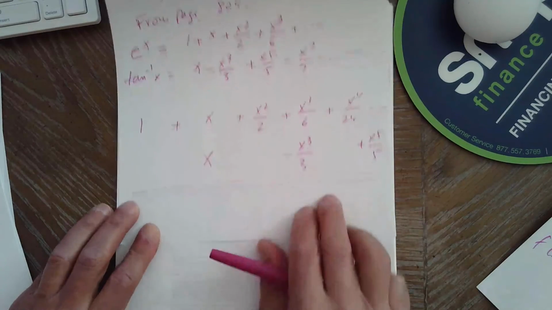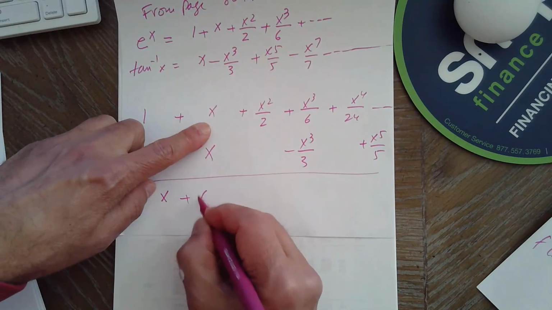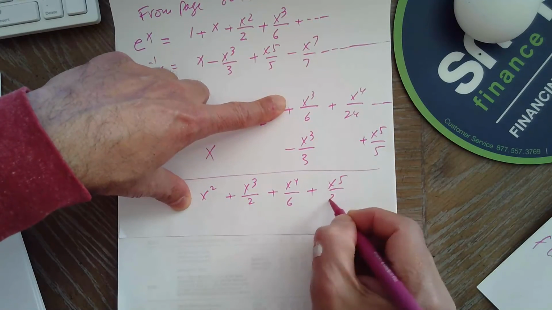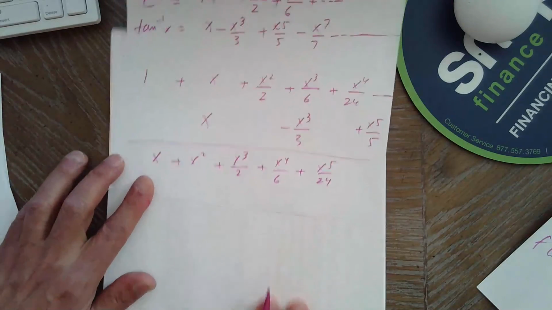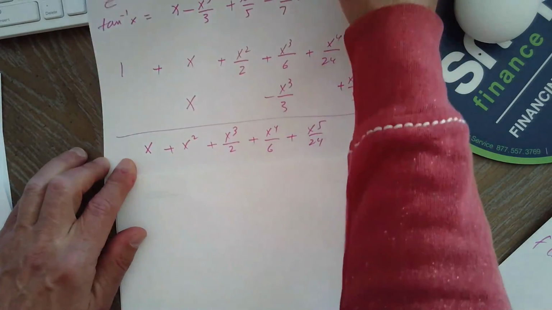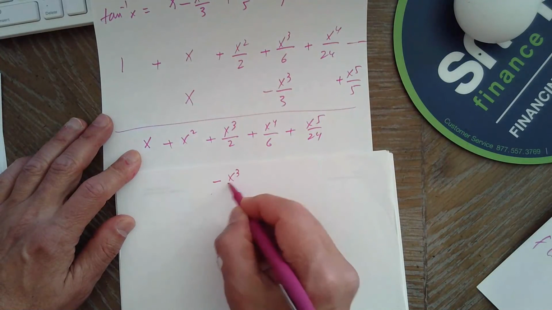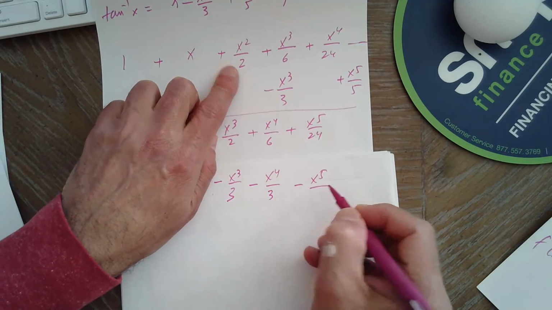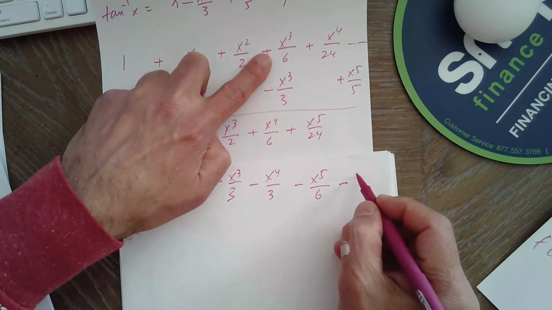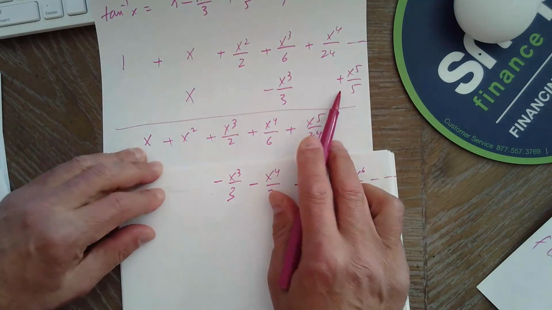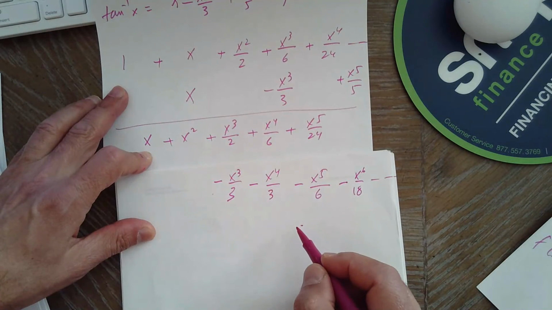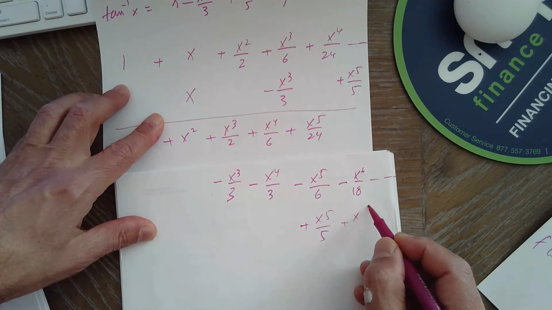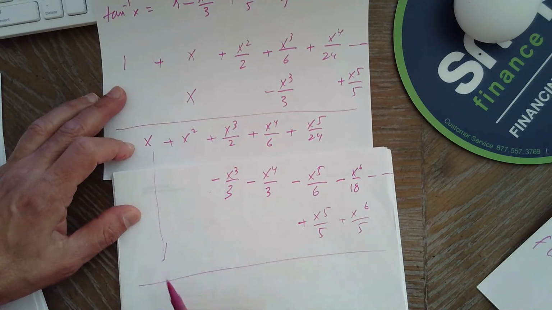So we take x times all that. x times 1 is x, x times x is x squared, x cubed over 2, x4 over 6, x5 over 24, and then this times all these. But we only need the first 3 terms. Negative x cubed, we line up like terms. Negative x4 over 3, negative x5 over 6, negative x6 over 18, and so on, and then x5 over 5 times 1, x5, so it's x6, but we don't need that. So anyway, this will come down.